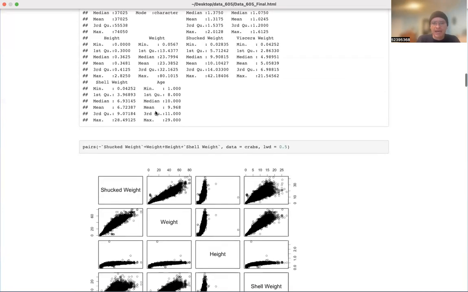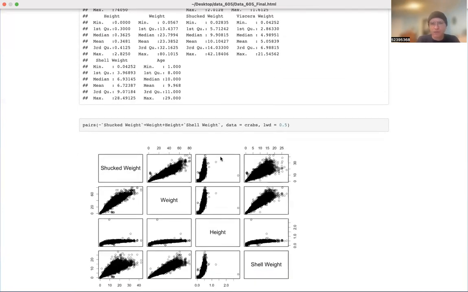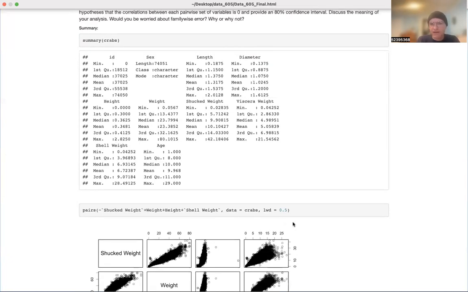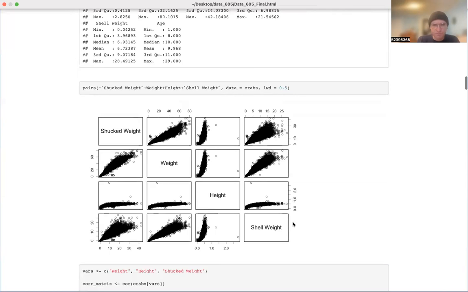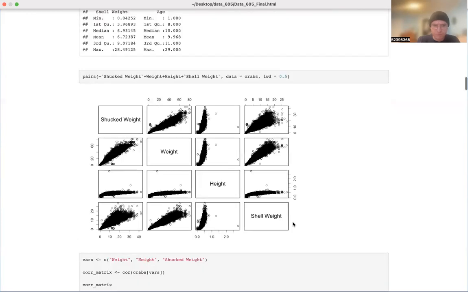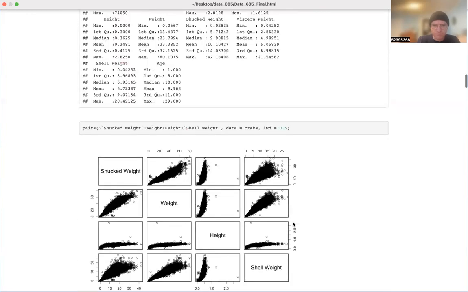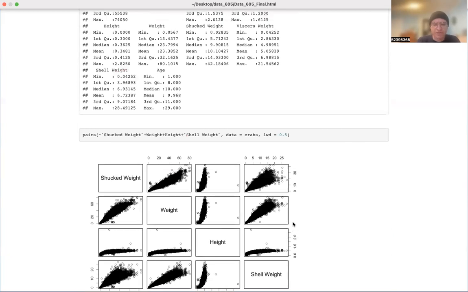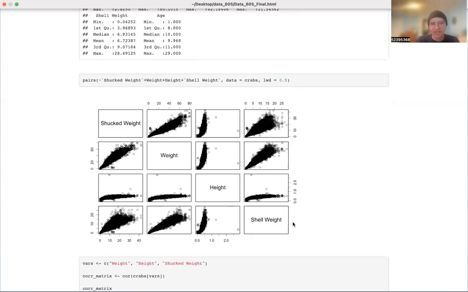Then I went ahead and created a scatter plot, a correlation plot, for 3 quantitative values in the crab data set. Yeah, so these would be the scatter plots. Sorry, it's been a second and I've been working on data 602. So here is a scatter plot matrix of quantitative values within this data set.